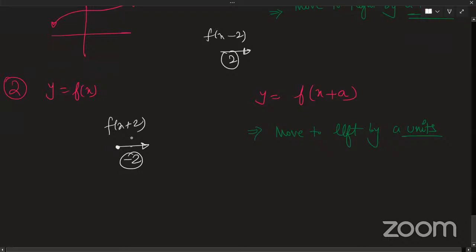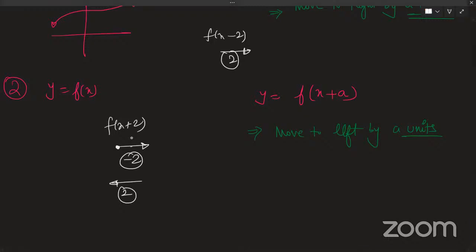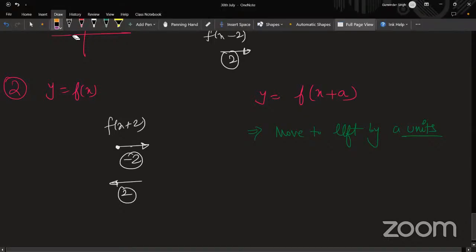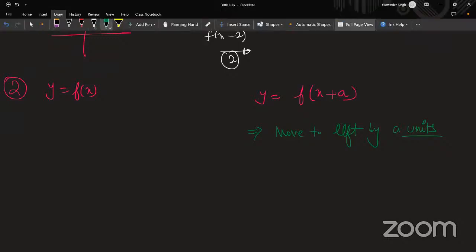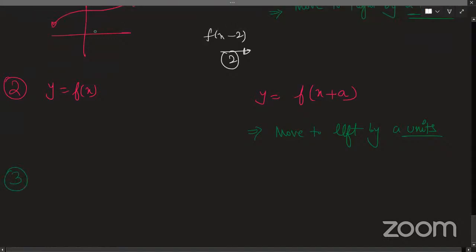Minus 2 units to the right means 2 units to the left, right? Left side. Displacement. Have you read displacement? Yes, sir. Okay, great.